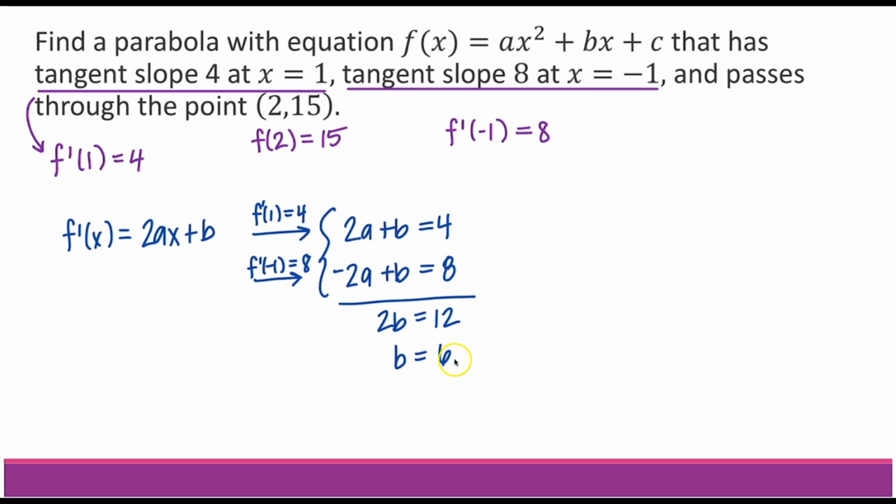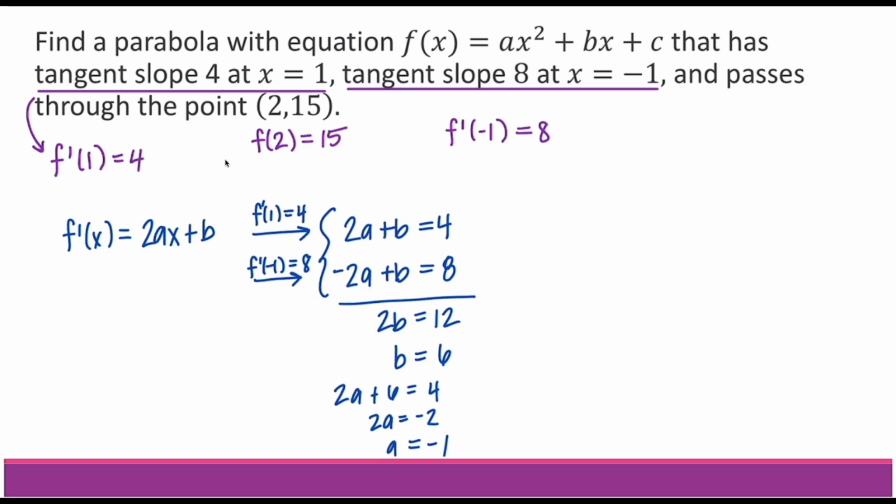And then I can substitute b equals 6 into either of these 2 equations. So I'll substitute it into the top one here. So we'll say 2a plus 6 is equal to 4. Or 2a is equal to -2 if I subtract the 6, and dividing by 2, I'll get a is equal to -1. So I have a is -1 and b is 6. All I'm missing is the value of c, and I still haven't used f of 2 is equal to 15.